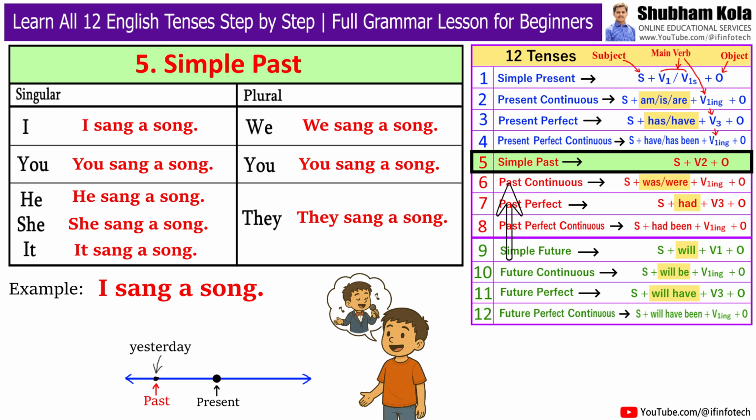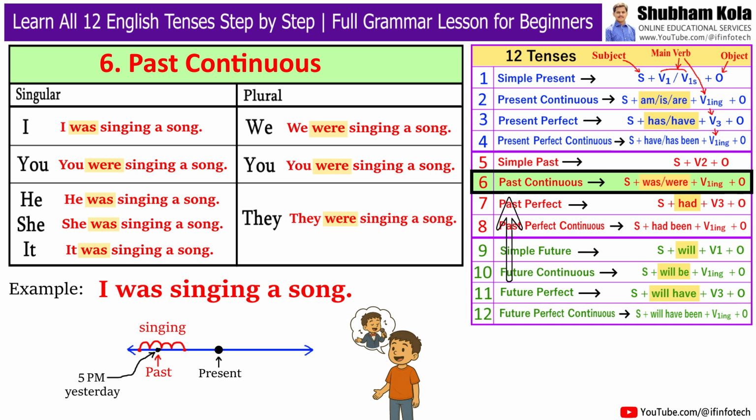Now the fifth tense is simple past tense. Now let's go to the past. Action is done, finished or over. Suppose I sang yesterday, then I'll say I sang a song. Just remember, don't use have or was, just use V2 form, that is sang.